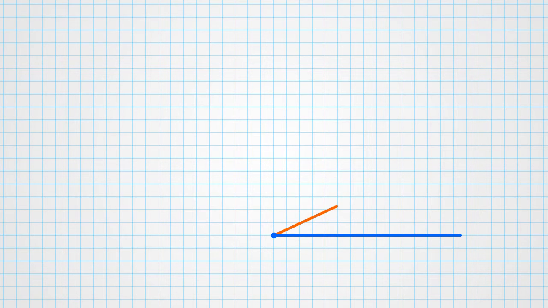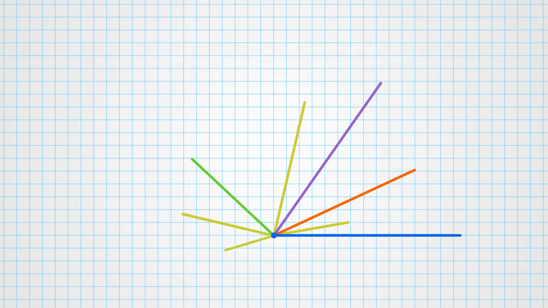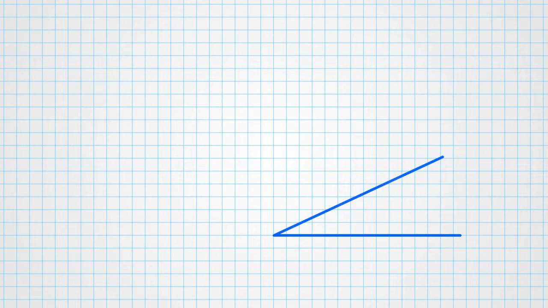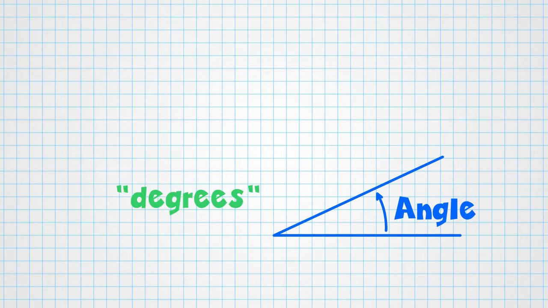For instance, you could draw a line off in that direction, or this direction, or like so. You could just keep going on and on and on. So how can we talk about the relationship between these lines? Well, one way is to measure the distance between those directions. And we call this the angle between the two lines, right? And we measure angles in units called degrees.